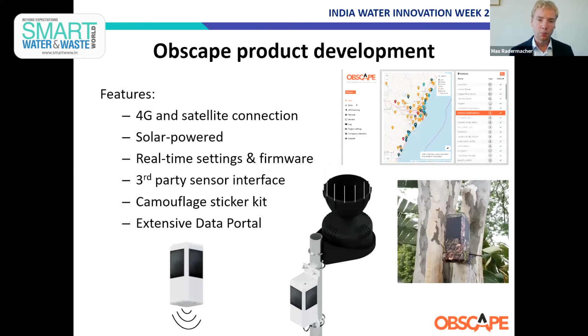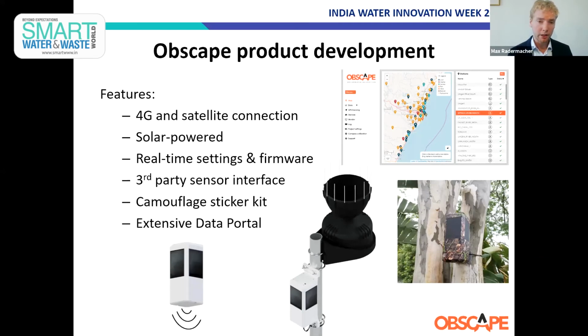All these products from the product range have the following features. They all have real-time connectivity through the 4G network, or if that's not available, the satellite network. They are all solar powered, and those two properties make them completely wireless. So there is no need for power or data cables. You just hang them in a tree, strap them to a cable, to a pole, or bolt them to a wall, and off you go. The settings of the devices and firmware updates can be controlled over the air, over the 4G connection.